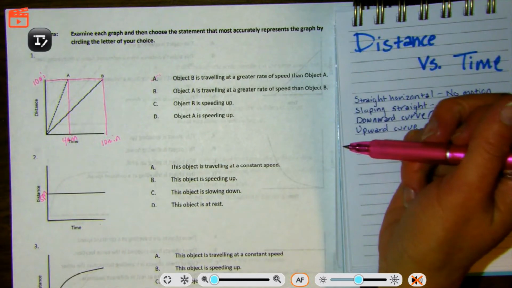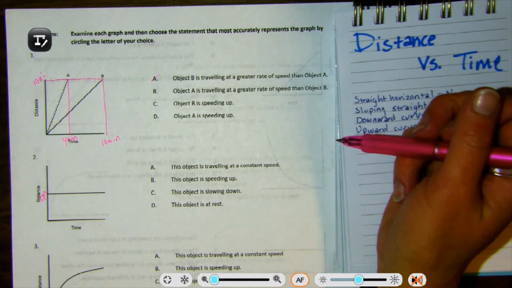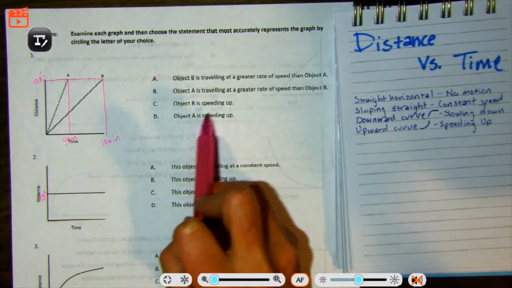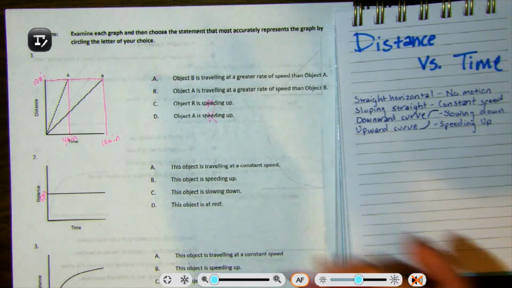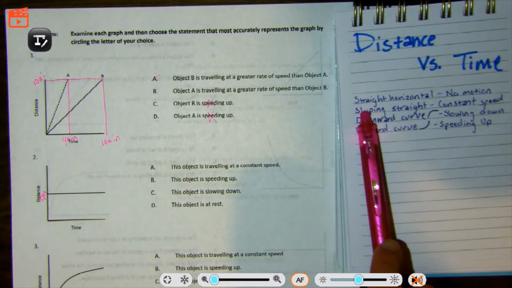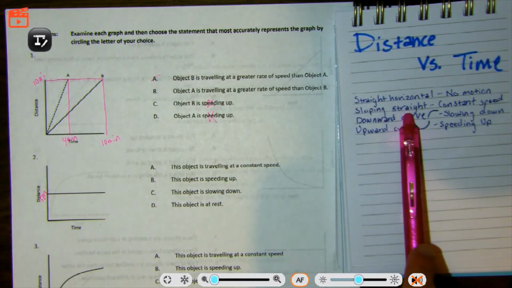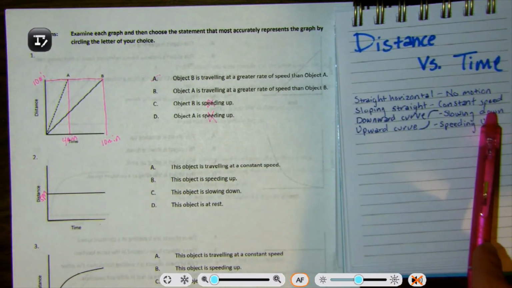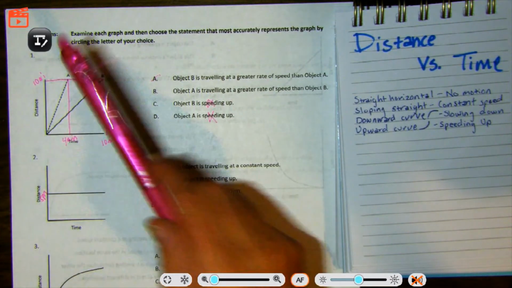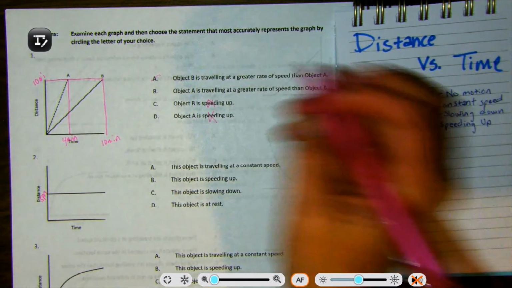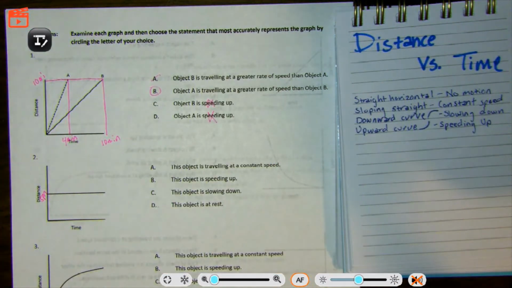Object B is speeding up and object A is speeding up. Well, those are not correct because if we look over here, a sloping straight line means a constant speed. Both of these are sloping and they're straight, so it's constant. So that leaves us with B, right?